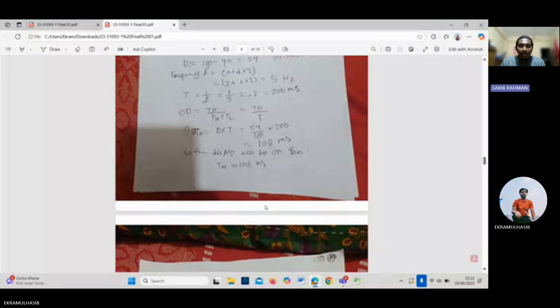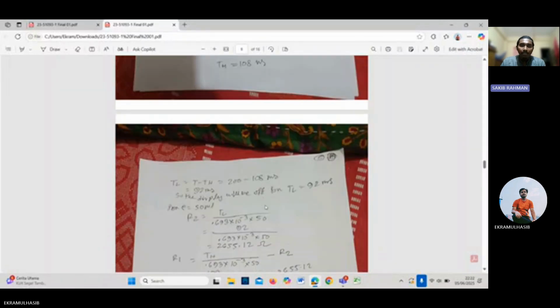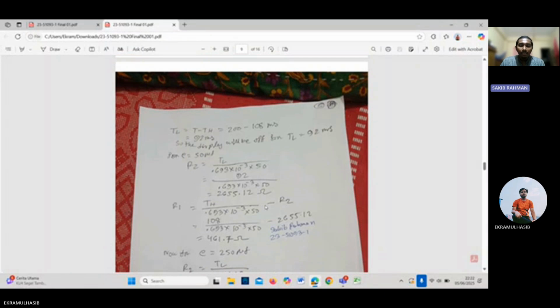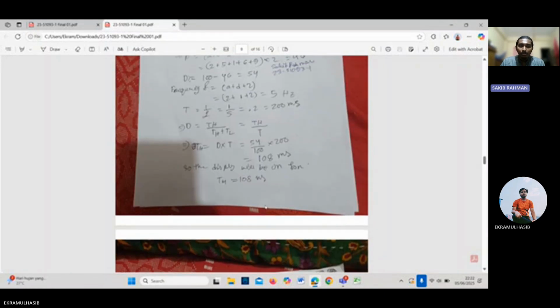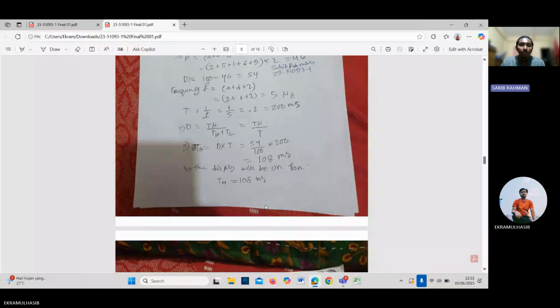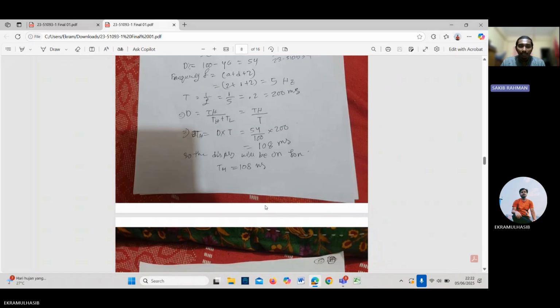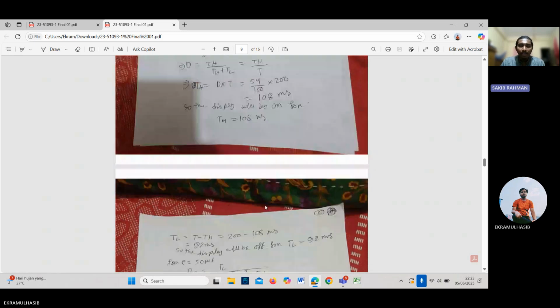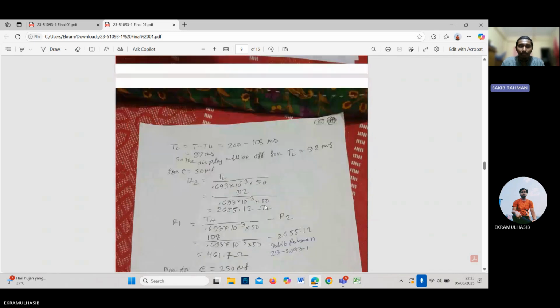The frequency I got is 5 hertz, as A plus D plus 2. And T is the inverse of F, so I divided 1 by 5, which equals 200 ms. For the duty cycle, we know the formula: time high divided by time high plus time low. And time high plus time low is totally the T. So TH divided by T is the duty cycle. So TH I can get, which is 108 ms, and TL is 92 ms.